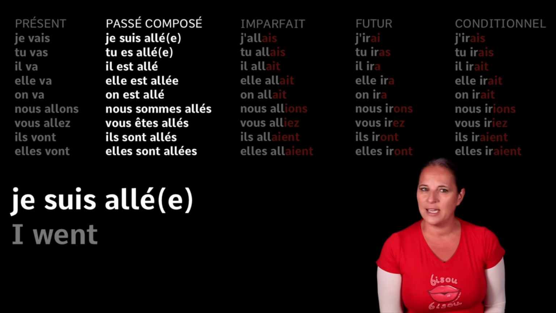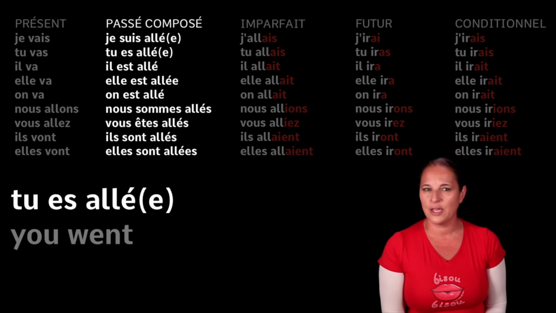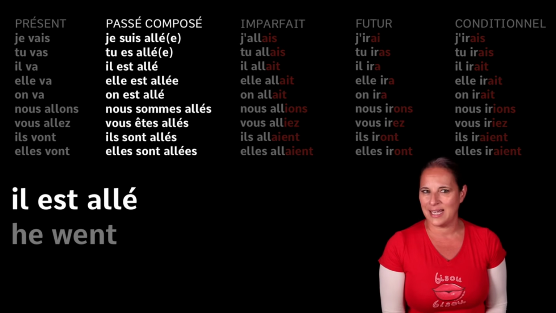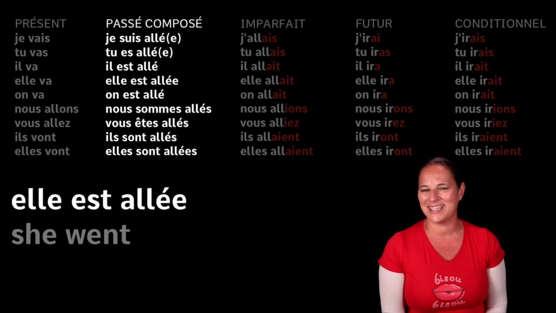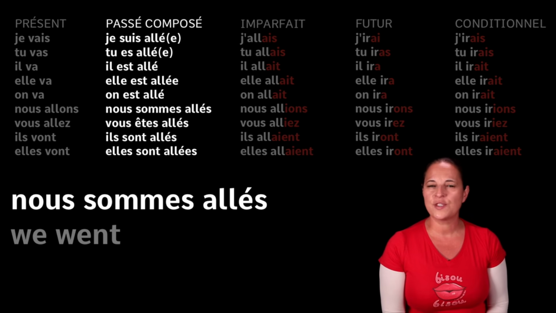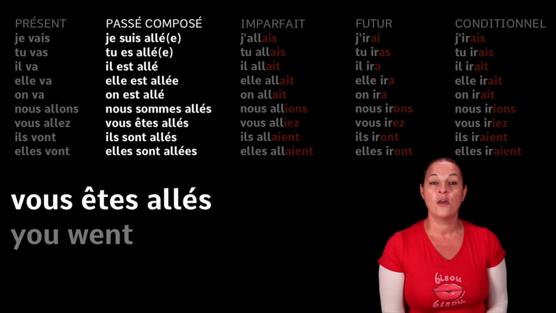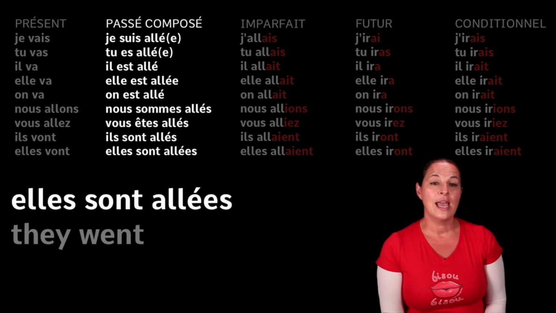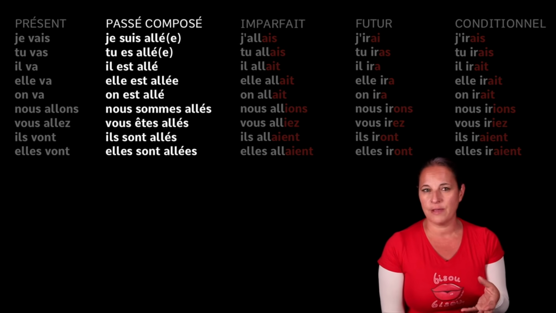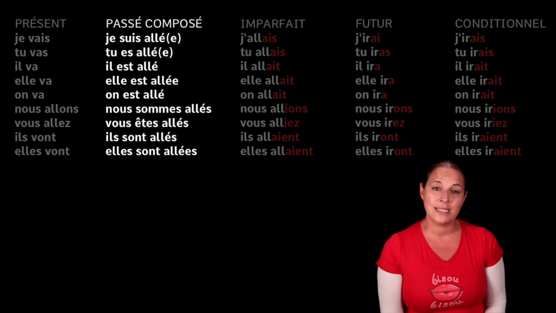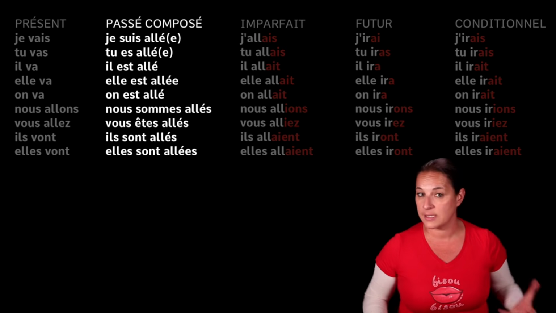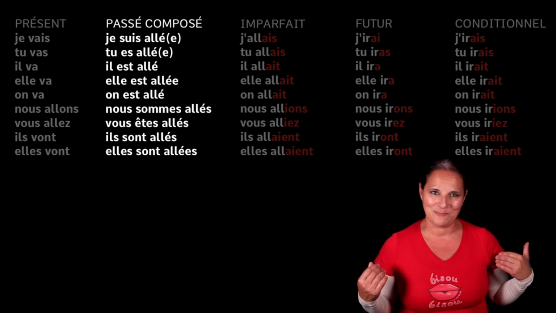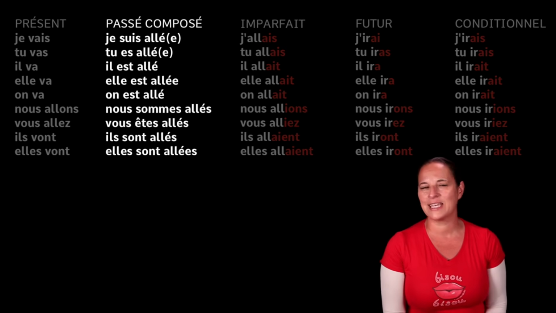Je suis allé, I went. Tu es allé, you went. Il est allé, he went. Elle est allée, she went. On est allé, one went. Nous sommes allés, we went. Vous êtes allés, you went. Ils, elles sont allés, they went. Okay? And you see that by adding this auxiliary verb to be, we have made a passé composé of that same verb, aller. Now, let's have a look at another tense.